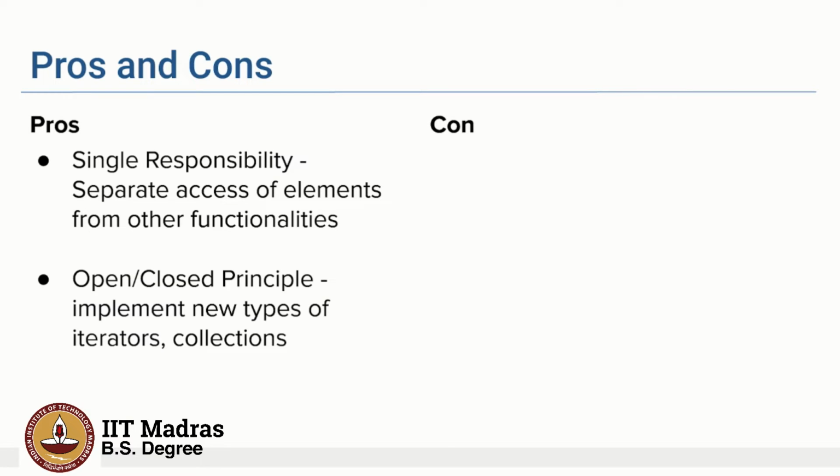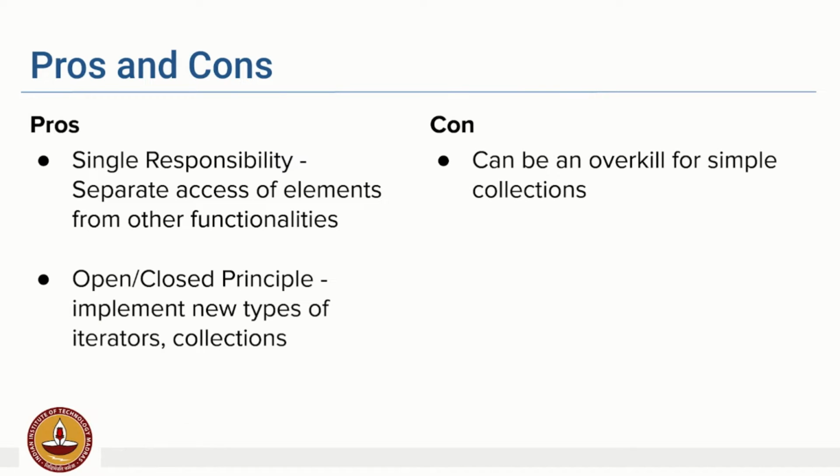What is the disadvantage? One disadvantage is that, let's say we have simple collections like an array. It might be overkill to create a separate iterator class for simple applications which have simple collections.